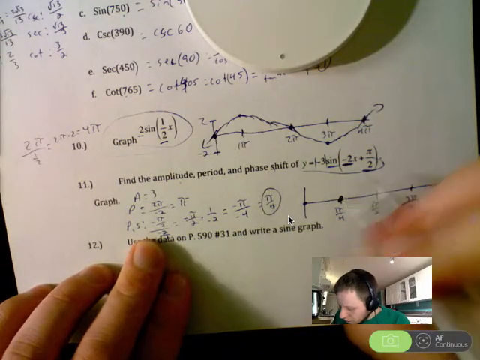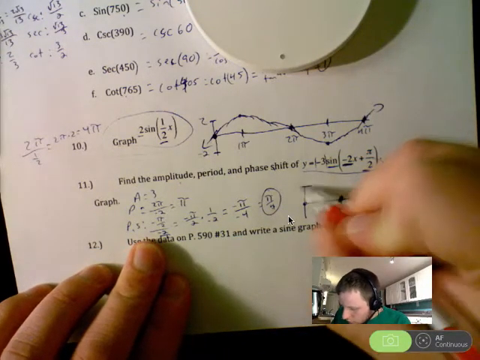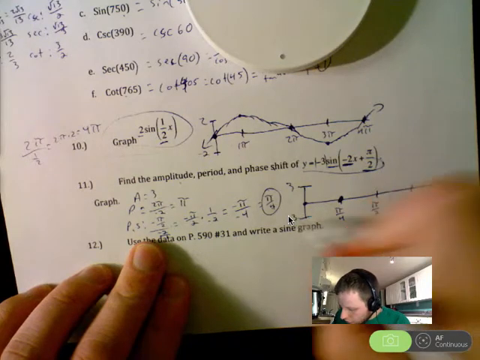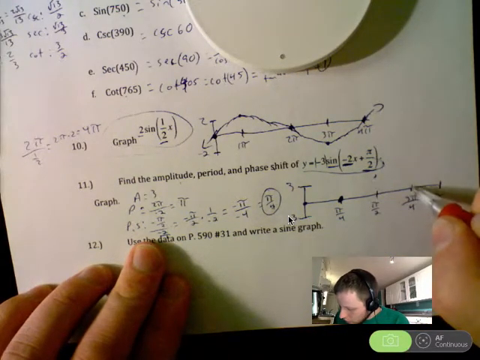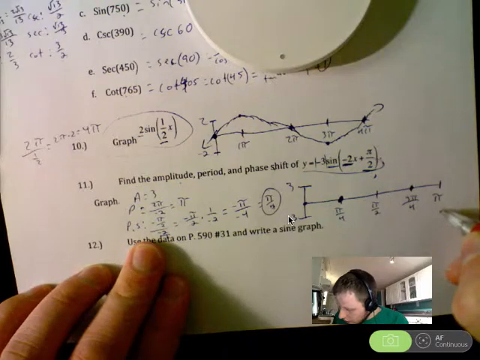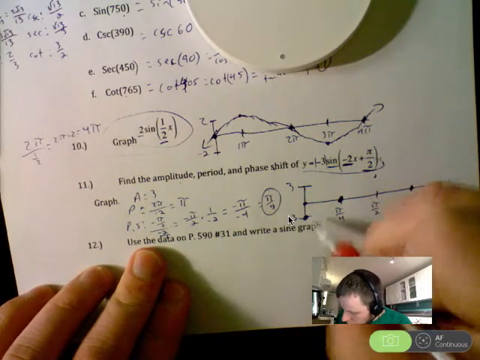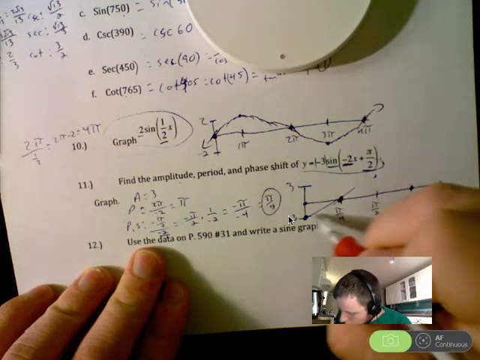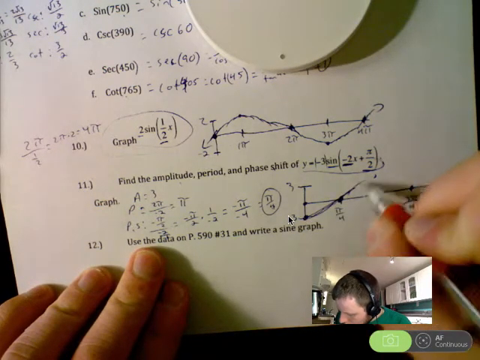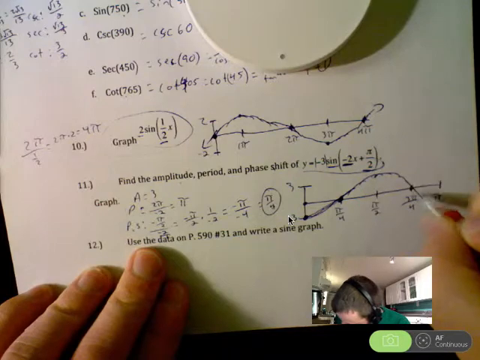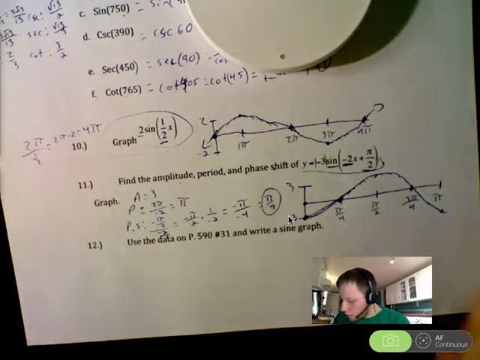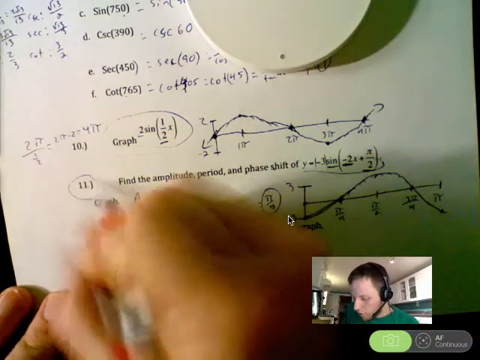Okay? 3, negative 3, peaks, crosses, valleys, and then so peaks, crosses, this will also valley here. So this will cross here, come down and do that. So there is the graph for number 11.